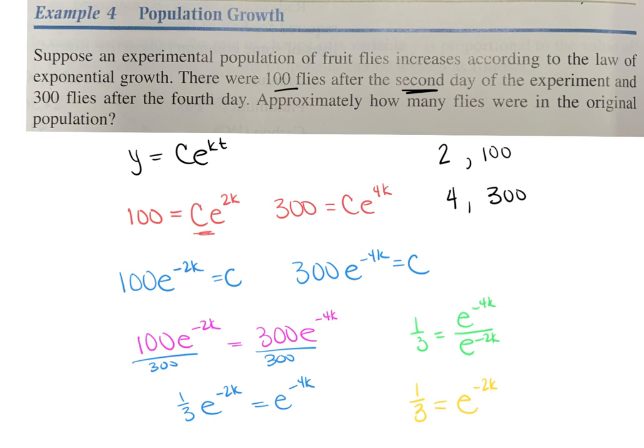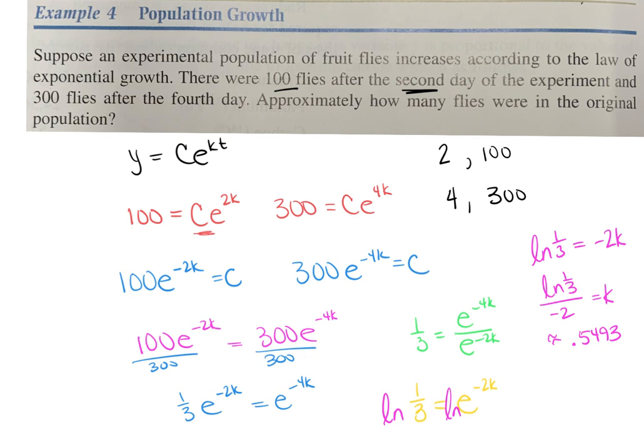Now, how do I get rid of the e? Yes, so I can say the natural log of 1/3. I get natural log of 1/3 equals negative 2k, and then I can divide by negative 2. So the natural log of 1/3 divided by negative 2 equals k. You're going to get approximately 0.5493. By the way, it ends up being a positive number because natural log of 1/3 is a negative number. So you have a negative divided by negative, so it ends up being a positive. It is positive growth here.